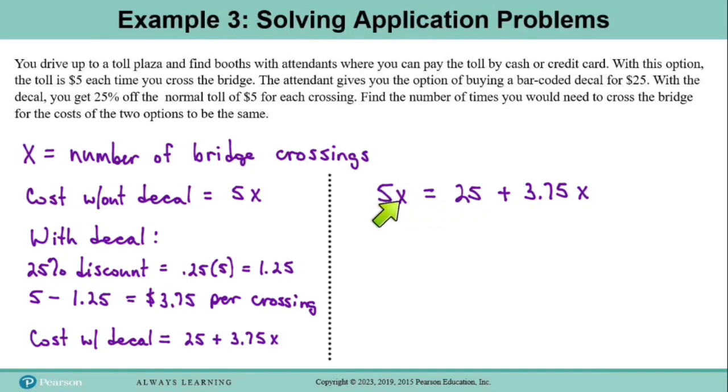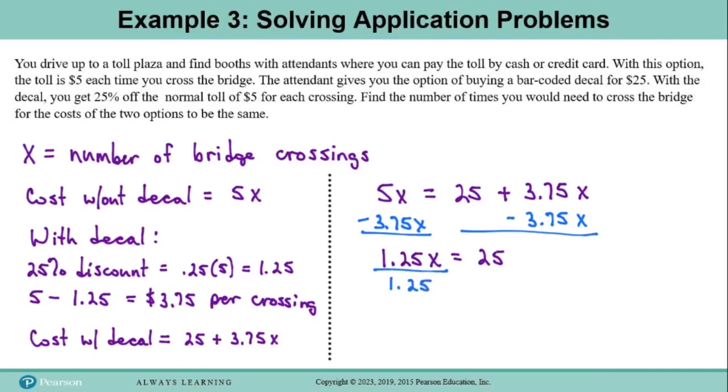Now notice I have an x term on the left and I have a constant and an x term on the right. So if I want to eliminate this x term, I'm going to have to subtract 3.75x from both sides. That will leave 1.25x on the left equals 25 on the right. Now divide both sides by 1.25 and we will find out that x equals 20. So we would have to cross the bridge 20 times in order to break even for buying that 25% off decal. But after that 20th crossing, then the decal would start to save us money. Now we could check our work here if we wanted to.